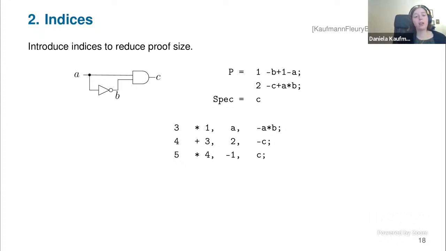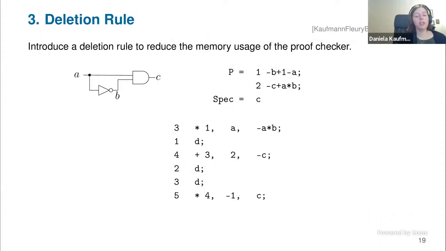And the third thing which we did is that we added a deletion rule, because after checking each proof rule, the conclusion polynomial would then be added to the constraint set. So with each proof rule, our constraint set grows and grows and grows. But sometimes it happens that you don't need a polynomial anymore in the future, and maybe during proof checking you already know this. So you can write down a deletion rule to remove it from the constraint set, to keep the size of the constraint set small. And this all helps to reduce the size and the memory usage of our proof checker.